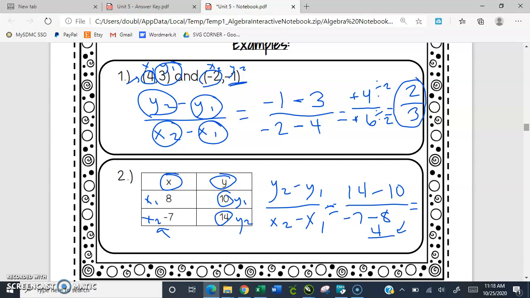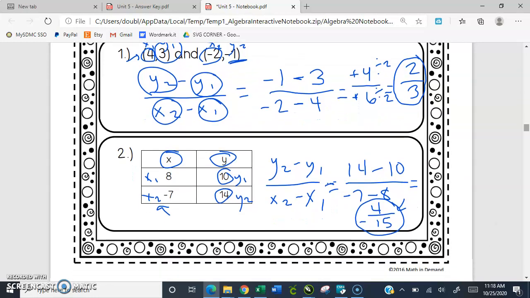All right, then we have a negative 7 minus 8. Remember, we're combining two negative numbers, so it stays negative. And then we just add the numbers up. So negative 15. You can't reduce or simplify that because no number can divide into either one of them except for 1. And it gives us 4 over negative 15.